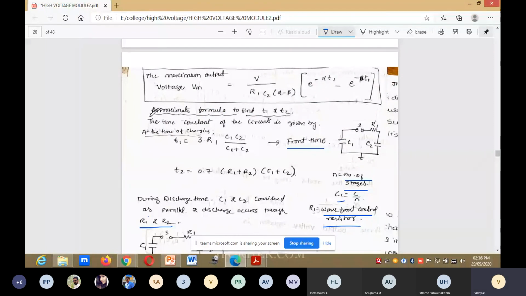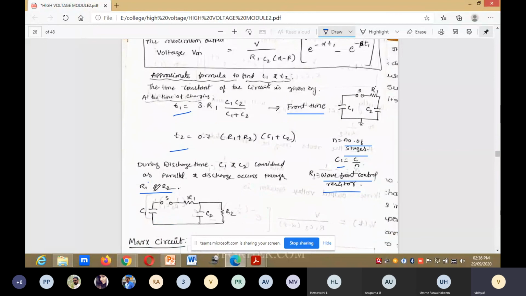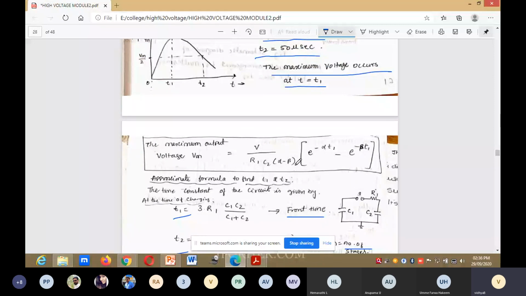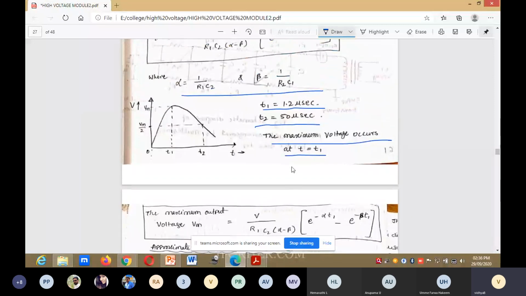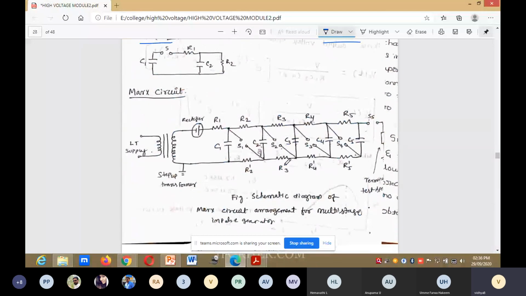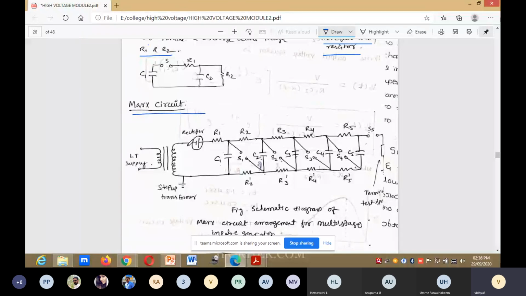This is the approximate formula to find out T1 and T2, the time constants of the circuit. First, we need to find out T1 and T2. During discharge, we consider that C1 and C2 are parallel, and discharge occurs through R1 and R2. This is the single stage impulse generator. Next, the Marx circuit. We shall read the Marx circuit in the next class.